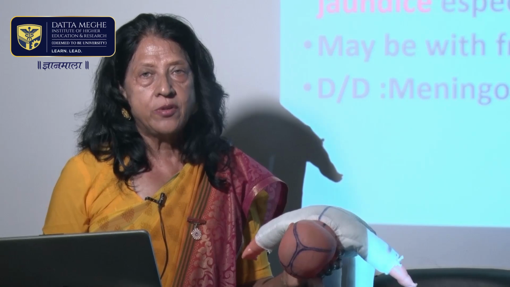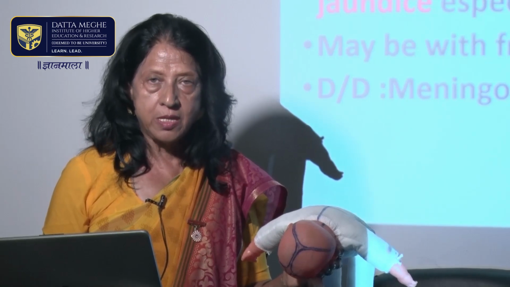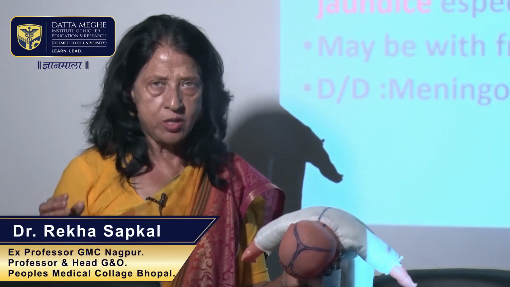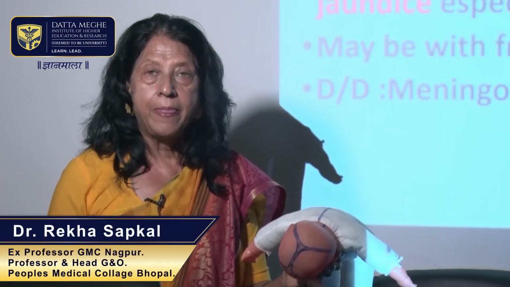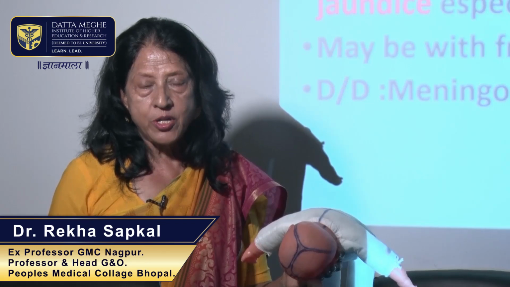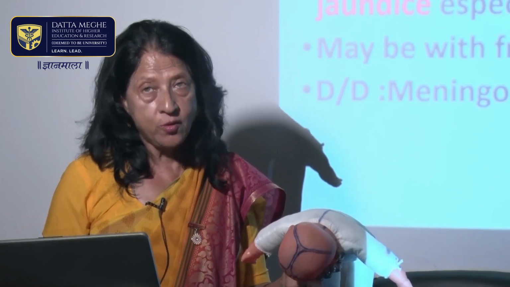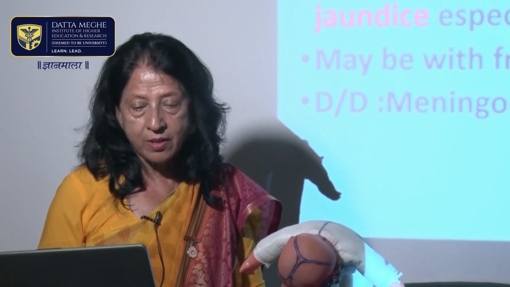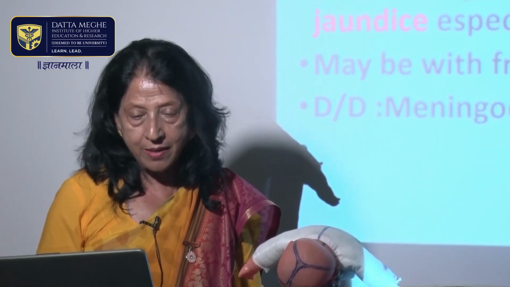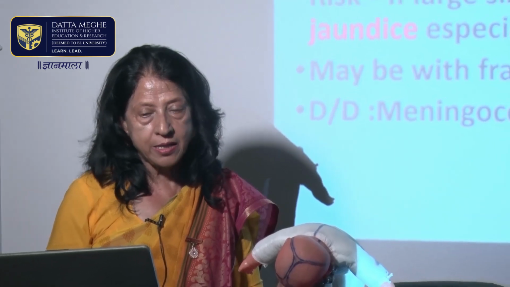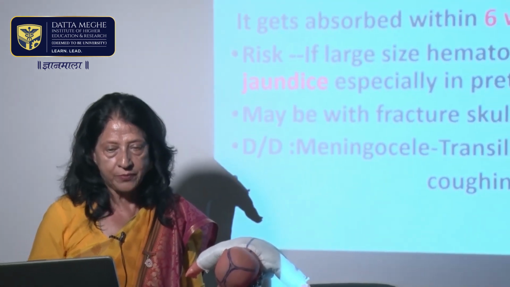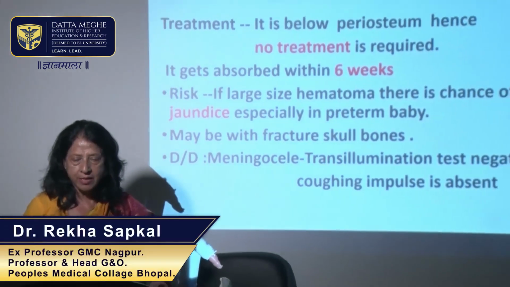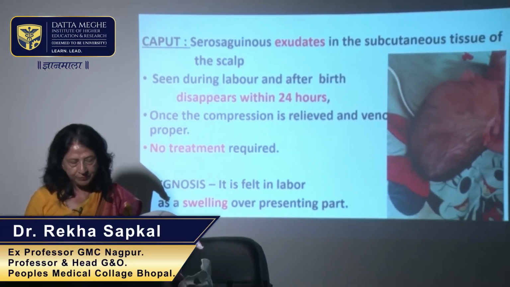One more condition you have to differentiate in this newborn is the meningocele. It is a herniation of membranes, meninges. There, the transillumination test will be negative in cephalohematoma and positive in meningocele, and coughing impulse will also be there in meningocele, while in cephalohematoma it is not seen. So, you have to differentiate it from meningocele, a very rare condition, and the site is also not common.